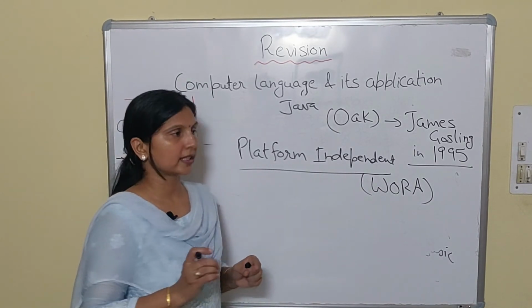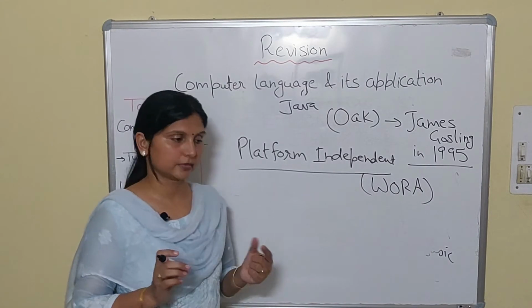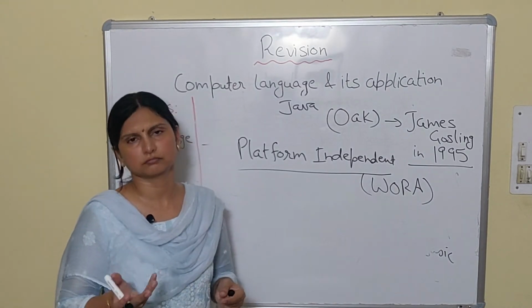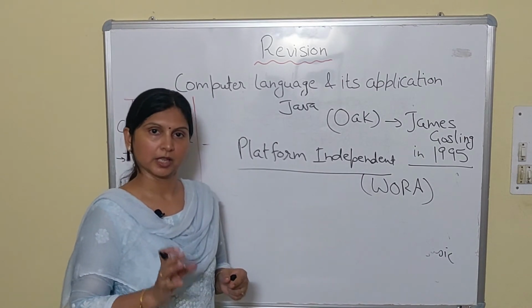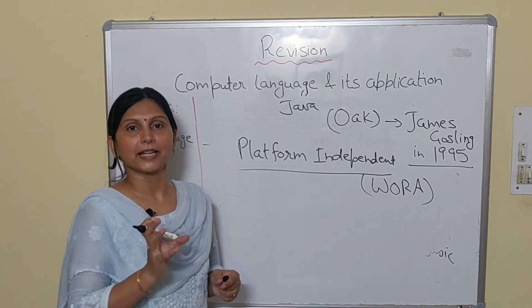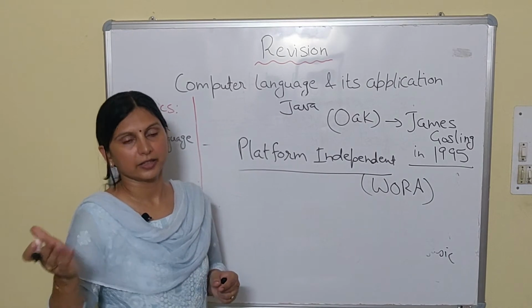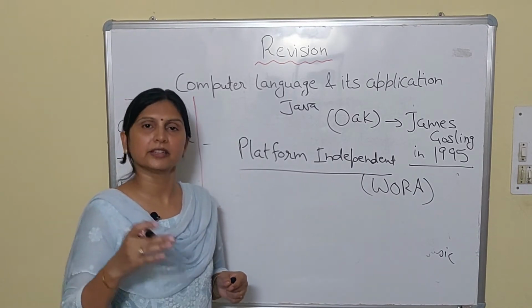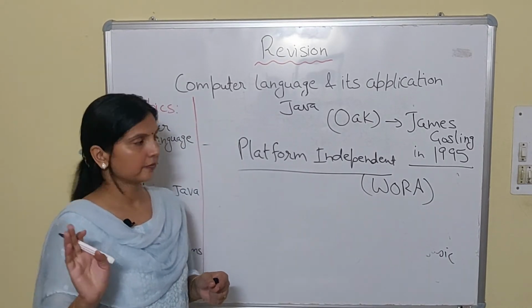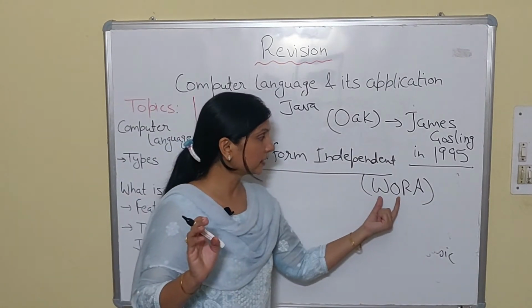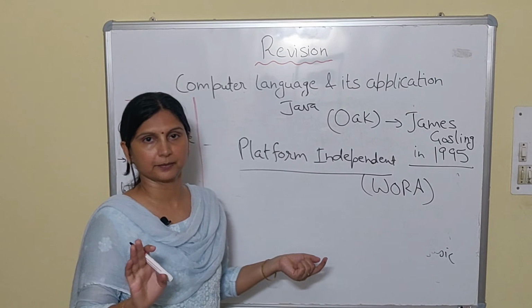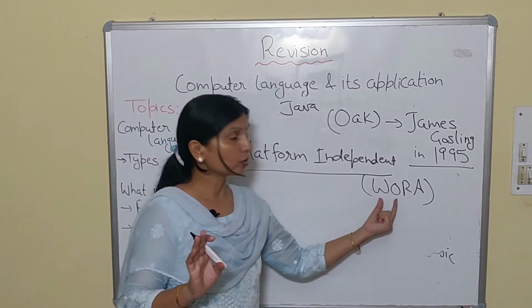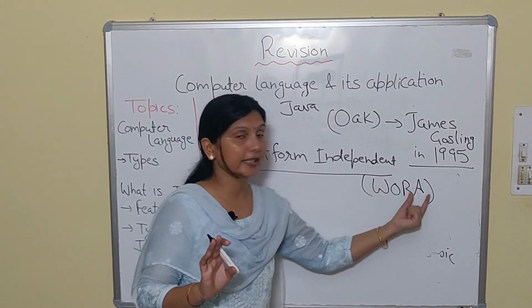Fine. Suppose you are writing a program on a machine having Windows operating system. Fine. You have compiled the program. Now you can run that compiled program on any machine having Unix, having Linux, having any other operating system. Fine. So that's why we call it so, and without recompilation. Once you compile, no need to compile it again. Fine. So this is called write once, run anywhere.